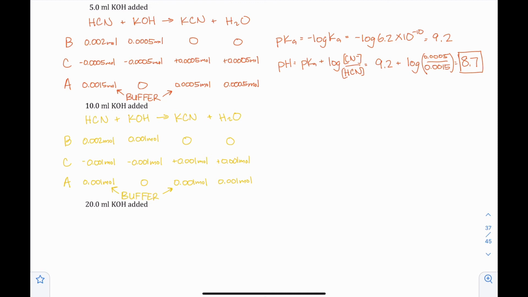So we still have a buffer, which means we can still use the Henderson-Hasselbalch equation to calculate the pH. The half equivalence point is the point when the moles of the acid and the moles of the conjugate base are equal. So the concentration of the base over the concentration of the acid is 1, and the log of 1 is 0. That means the pH equals the pKa. So at the half equivalence point, the pH equals the pKa.